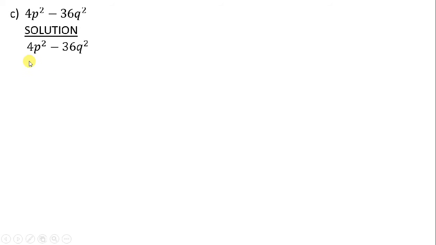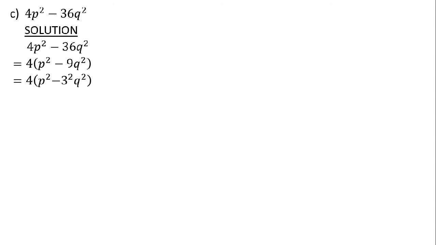Now, when you look at 4 and 36, there's a common factor here, which is 4, which we are going to factorize. What are you supposed to multiply with this 4 to get 4p squared? P squared. What are you supposed to multiply with this 4 to get 36? 9. Now, when you look at this 9, you find that this is a perfect square number. It can be expressed in the form 3 squared.